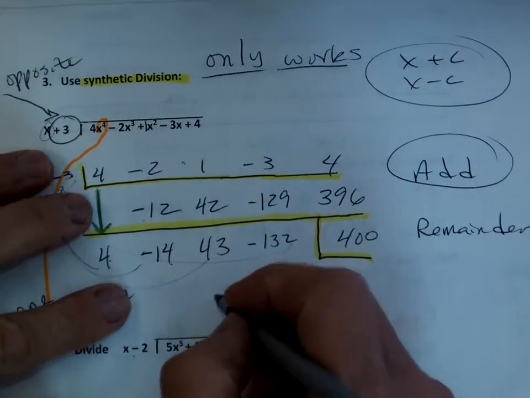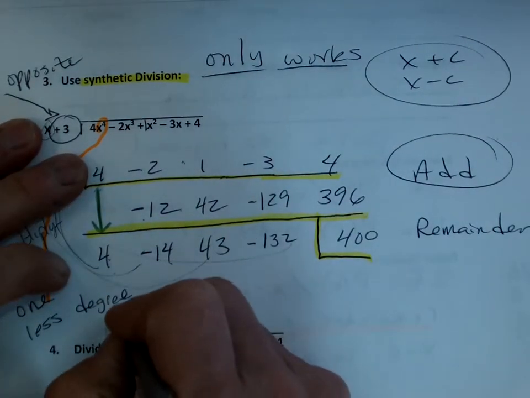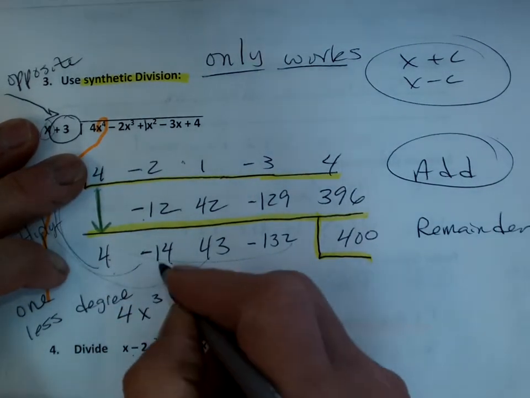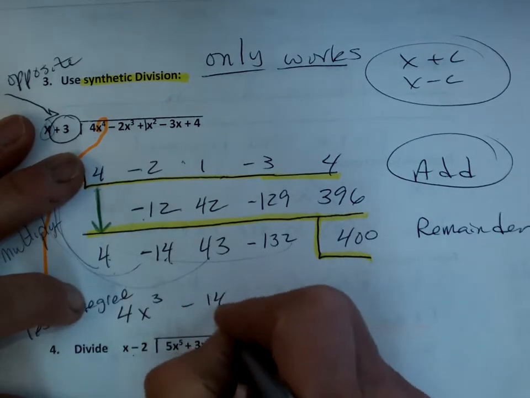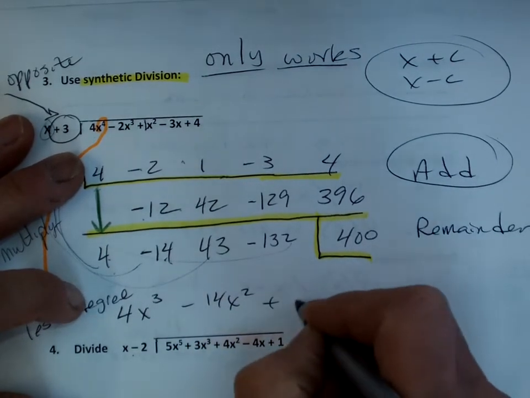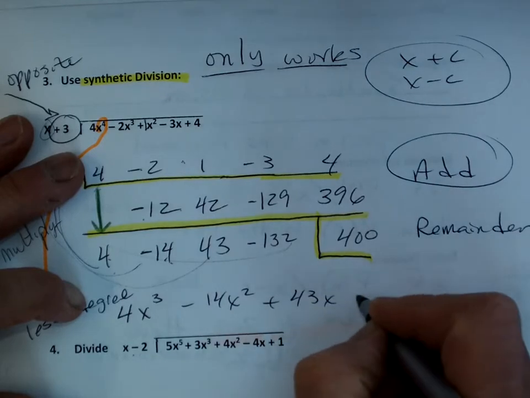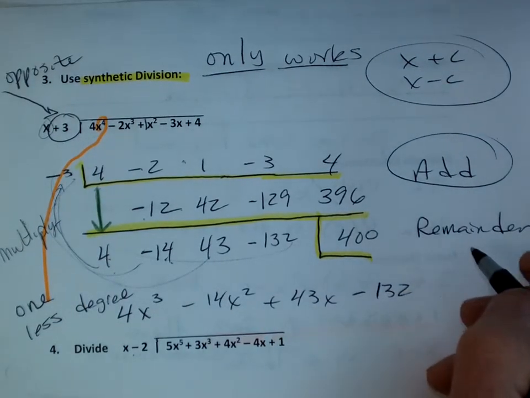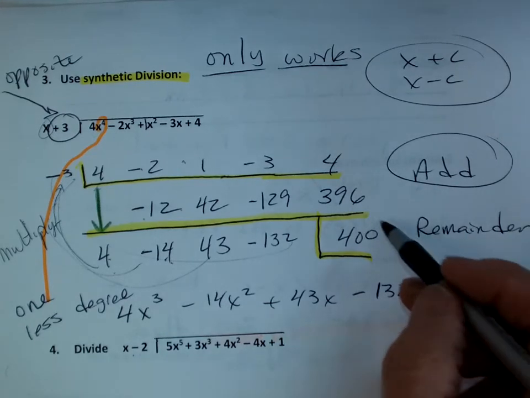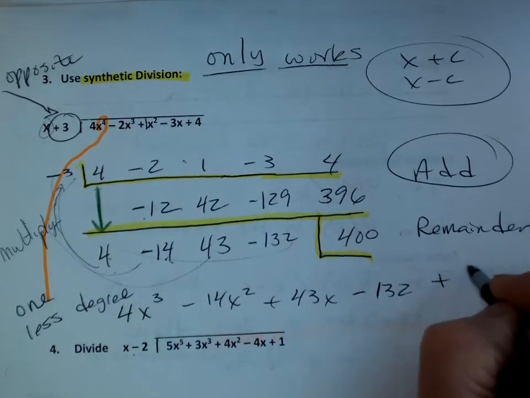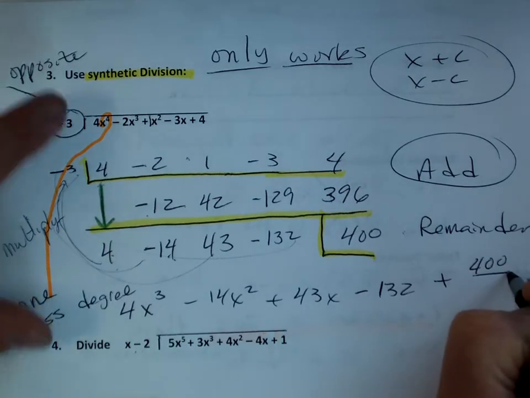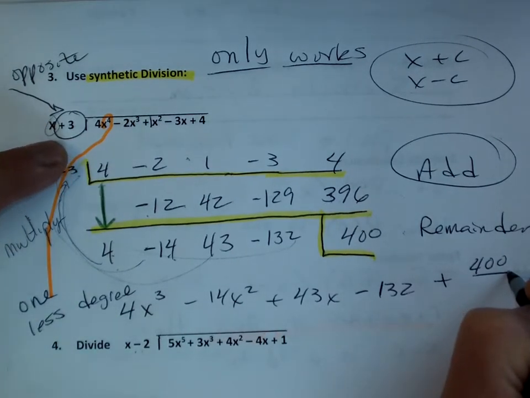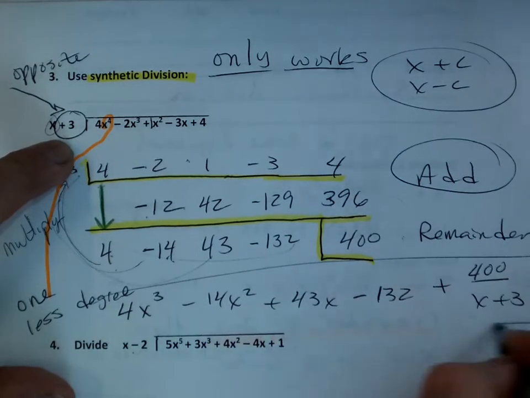So my answer is going to be 4x to the third minus 14x squared plus 43x minus 132. And then I get my remainder, right? So what do I do with my remainder? I go plus my remainder over what I divided by, which was, remember the x's are no longer invisible, x plus 3. And that is the answer.